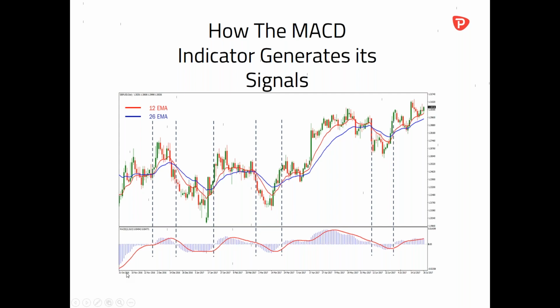Now, the red line that we see going through the histogram is just a 9 moving average of those other two moving averages. Now, there is a process in itself that you can trade with that signal line, but we're not going to talk about that today. We're going to focus on divergence and why it's important when we're using the MACD indicator.